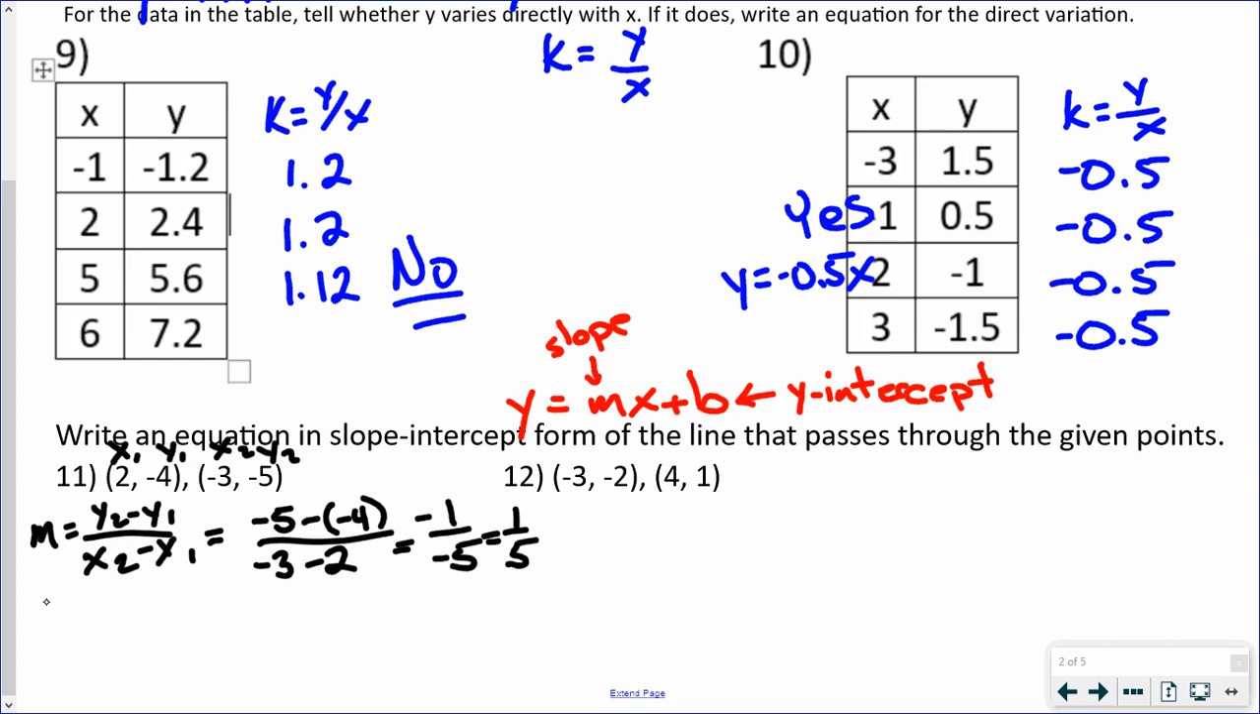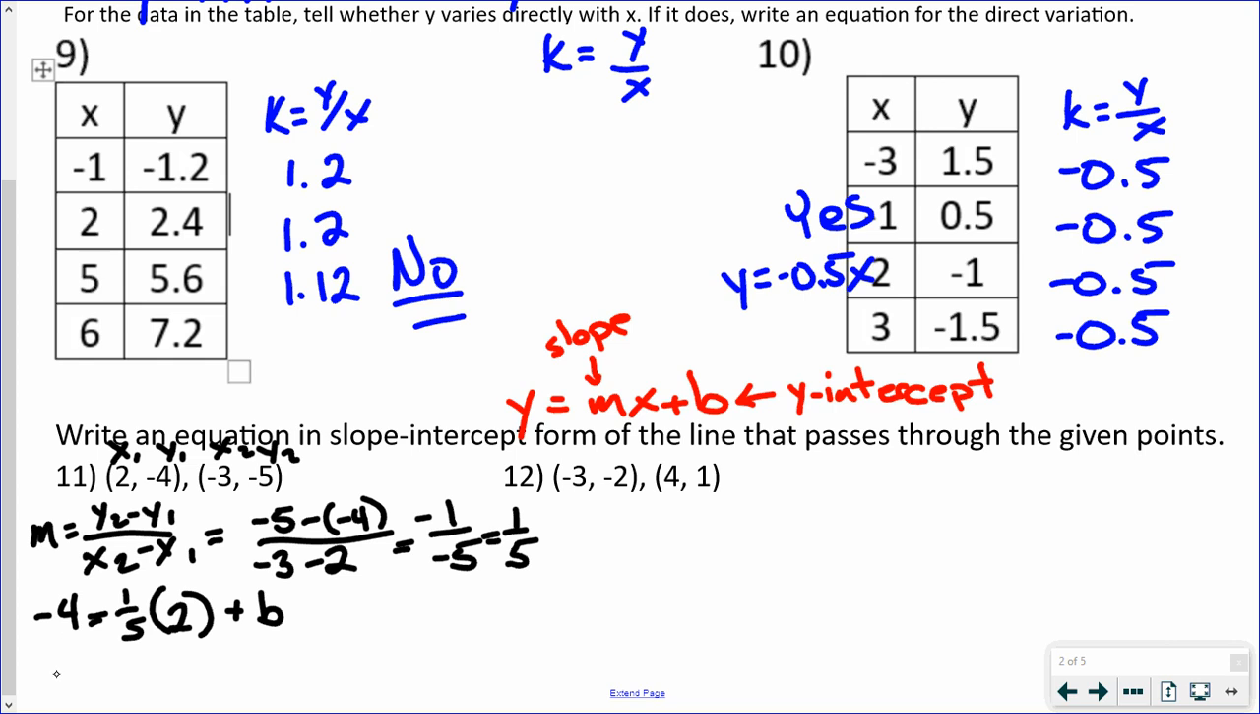So we're going to take y equals mx plus b, and I'm going to plug one of these points in. I'll choose the first one. So I'll plug in -4 for y, equals the slope, which we just found was 1/5, times the x value, which is 2. And again, I could use this point also. I can use either one of these points, and that will give me the same value for b. And then plus b.